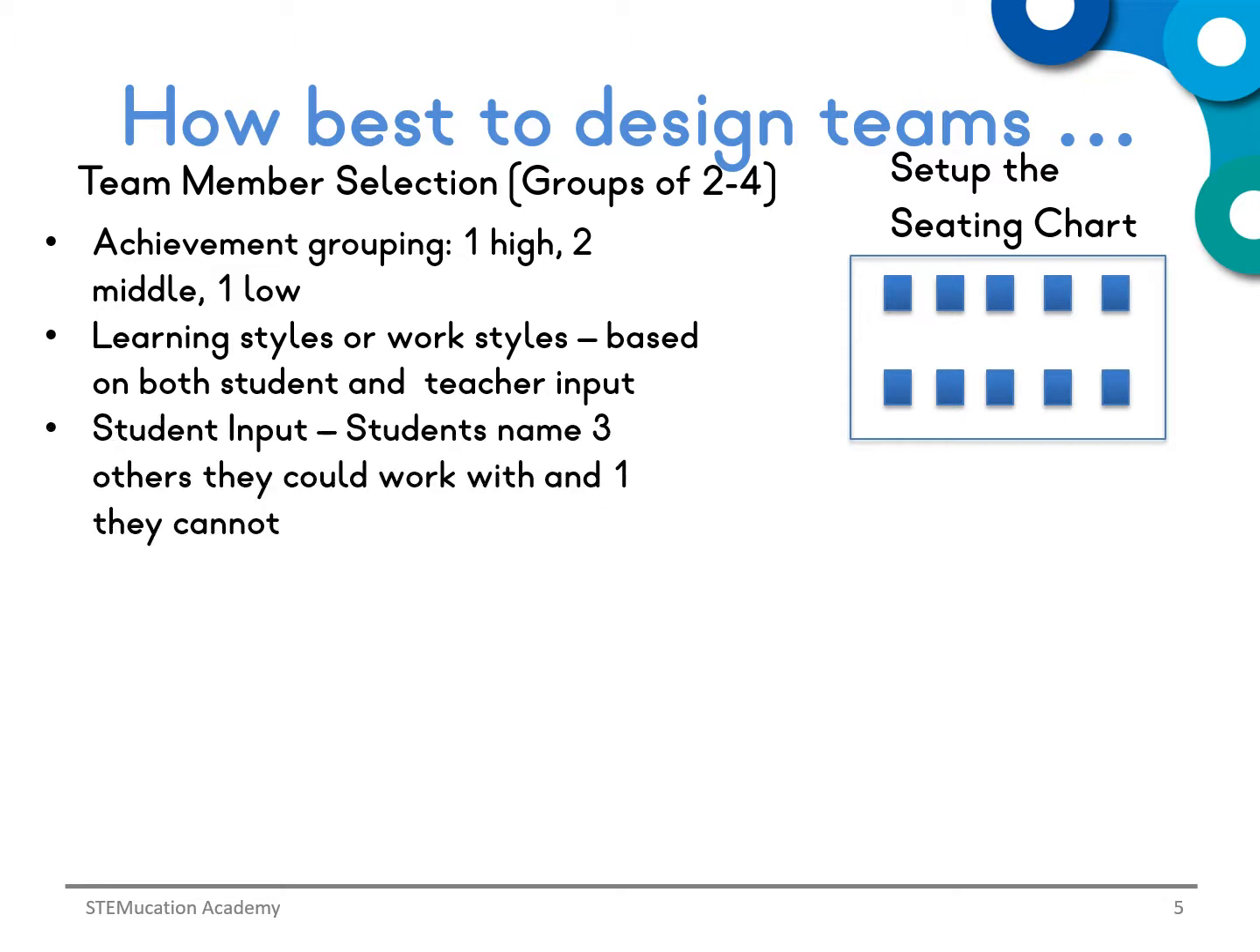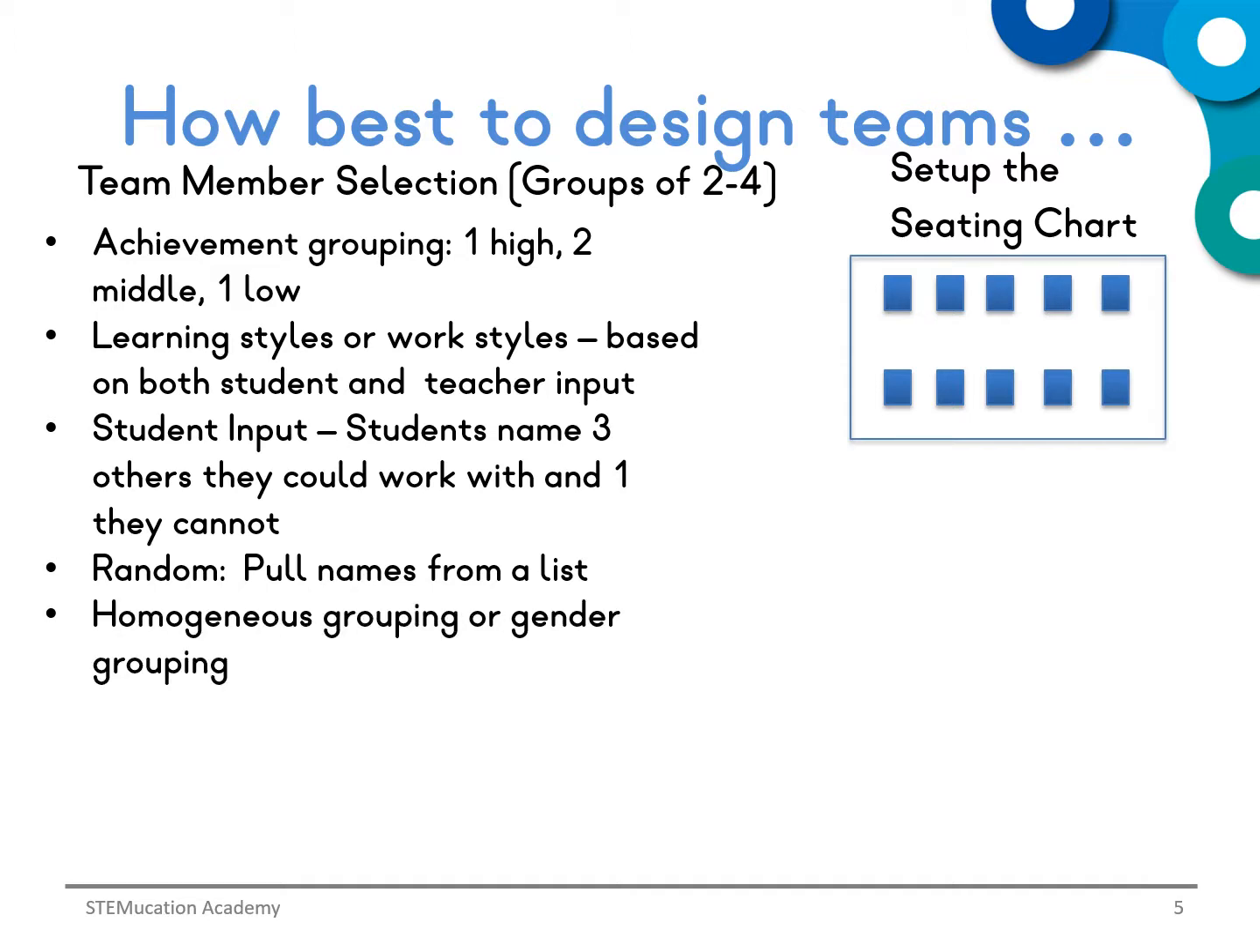Student input: ask each student to list 3 others they would work with and 1 they cannot work with. And then the teacher creates teams within these parameters. There is also random grouping when you pull names from a list, homogeneous grouping or gender grouping, and finally there is student choice where students pick their own teams.